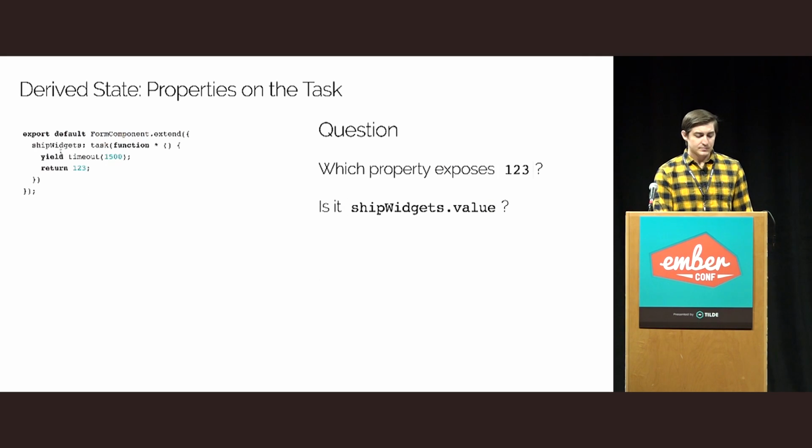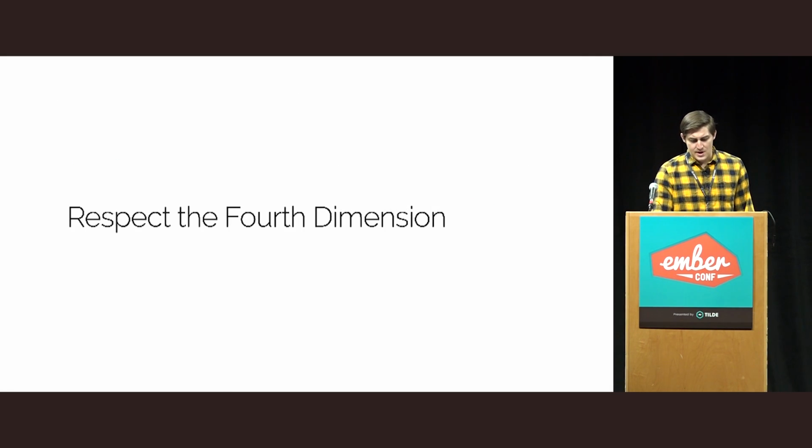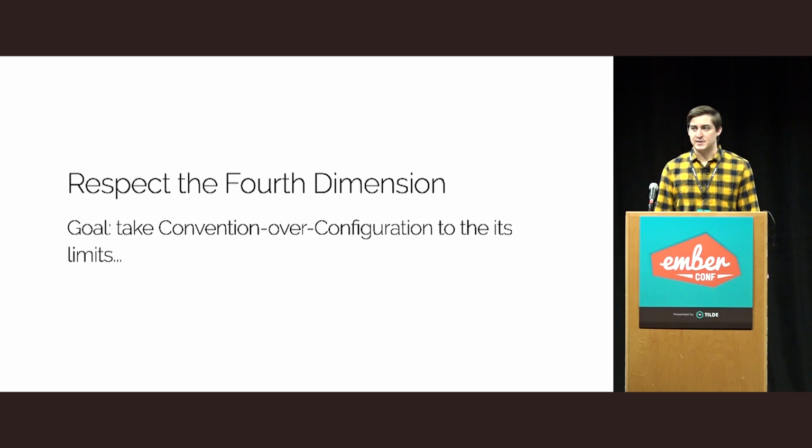So if this task returns 1, 2, 3, you would think that there's some way that we could actually access that. And you already saw an example where you did, with the geolocating example. We didn't use .set, so obviously somehow we were taking the return value of that task and bringing it to the screen. So would it be shipWidgets.value? Would it be something else? I want to talk about how a lot of the API design that went into Ember Concurrency is there to respect the fourth dimension, being time.